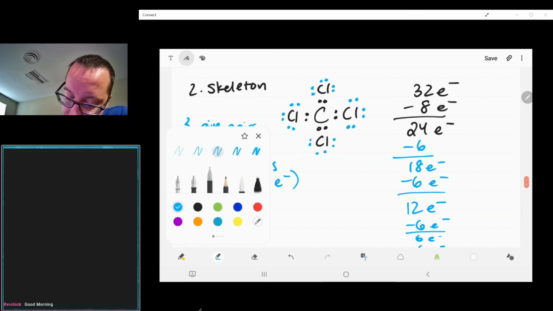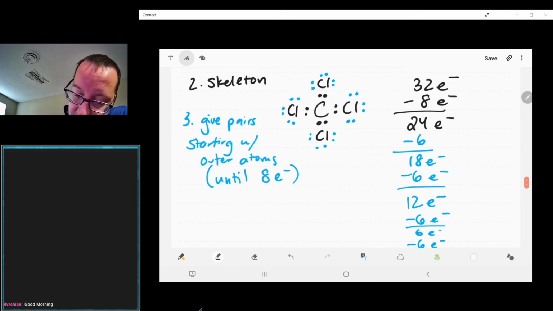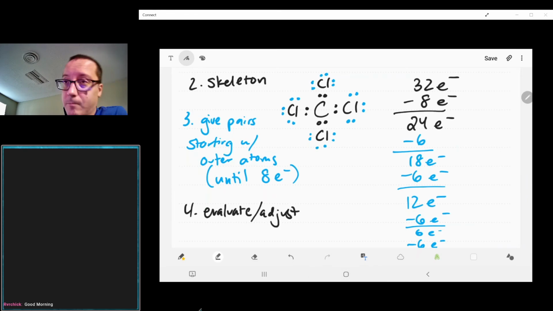All right. Step 4 is kind of evaluate and adjust. Let's just go ahead and check. Do all of our atoms have their 8 electrons? Looks like this chlorine has 2, 4, 6, 8. It's happy. So is this one, this one, this one. And then our carbon is also happy. All of our atoms are happy, so we are technically done.